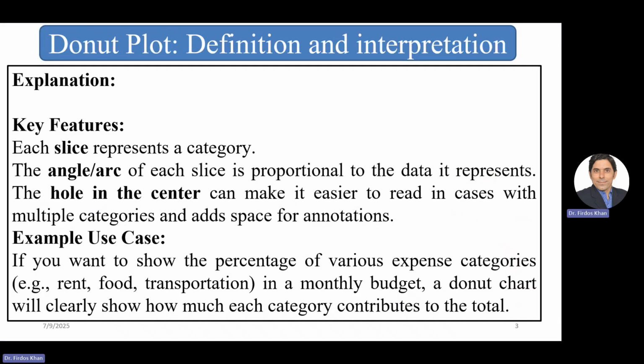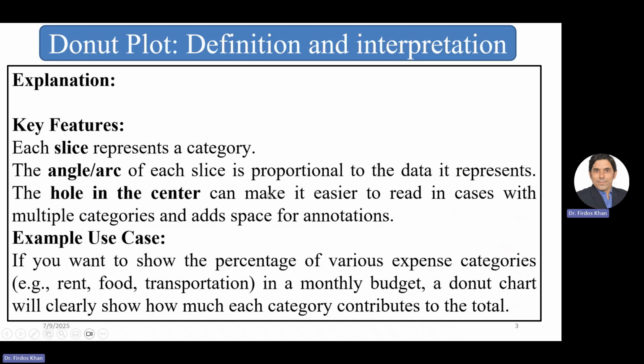Okay, so this is now the explanation. Each slice represents a category, the same as we did in the pie chart. The angle or arc of the slice is proportional to the data it represents. So each part represents a proportion of the data. If the data proportion is higher, then you will see a bigger part, and if the data proportion is small, you will see a small part. We will try this. We will change the proportion of the data, and you will see the changes.